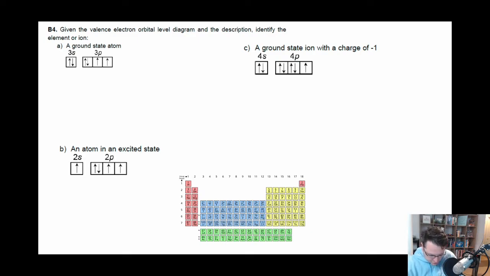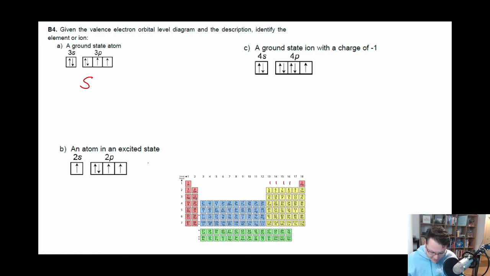And so if we look at this first one, it tells us that it's a ground state atom. We have a configuration of 3s2 and then 3p4. And so if we look at that, 3p4 would put us at sulfur right here, because 1, 2, 3, 4 in that case. So that becomes sulfur.